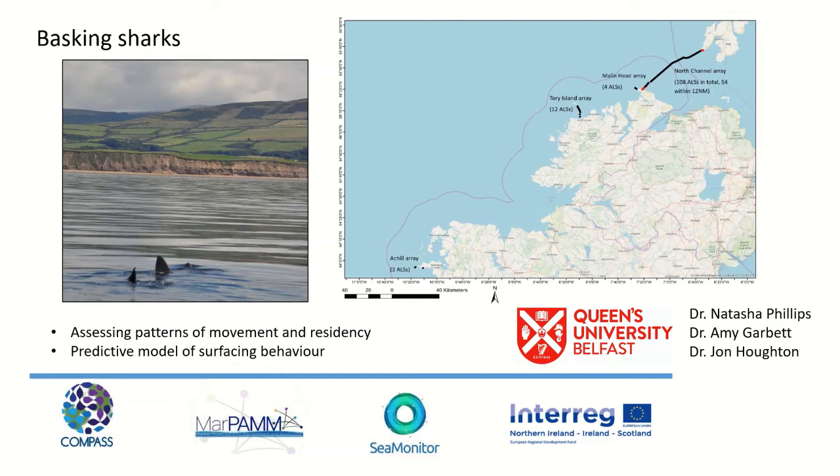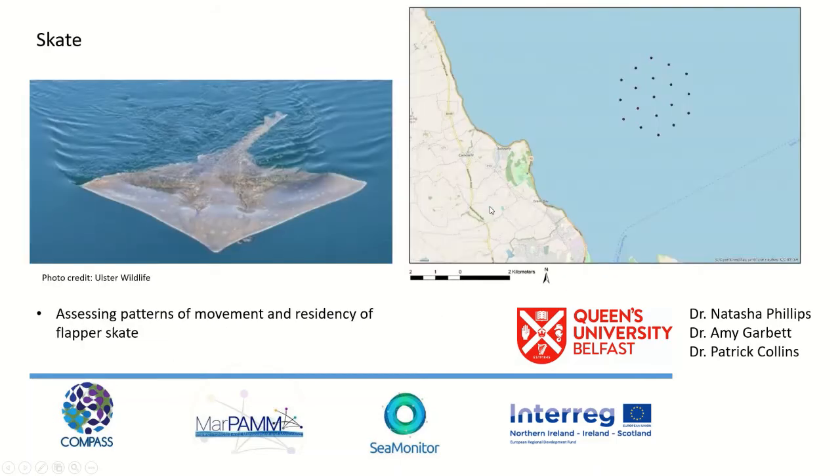And really they're hoping to look at the patterns of movement in these hotspots, the residency: do the basking sharks stay there or do they move out? And then the satellite tags will let them look at a predictive model of when and why the basking sharks are surfacing. Very interesting work there. We're also going to look at skate.